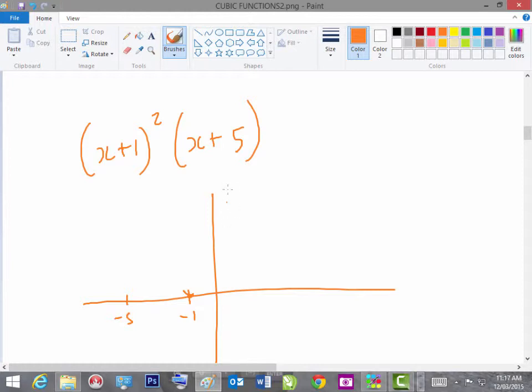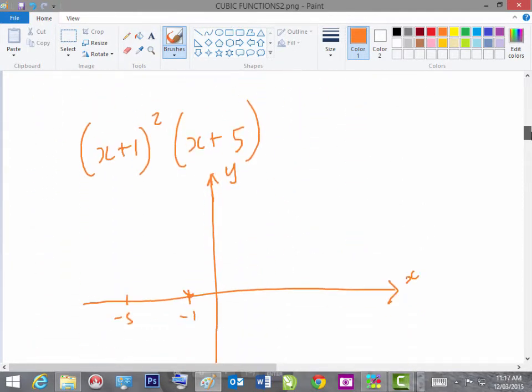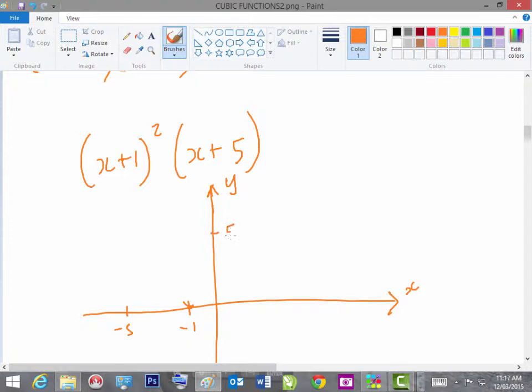So again, where does it cross the y-axis? Remember, it's the last term, it will cross at 5. Put that here, 5. So this is my graph coming from above, it touches the x-axis at -1 and must turn and go through -5. Now again, we don't know whereabouts this turning point is. We'll have to work it out, and we can check this on the calculator.